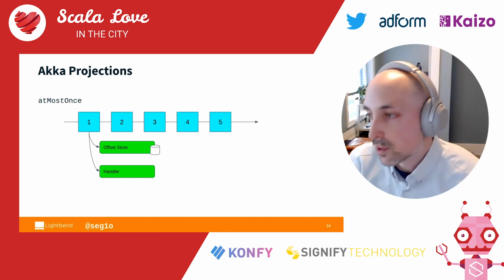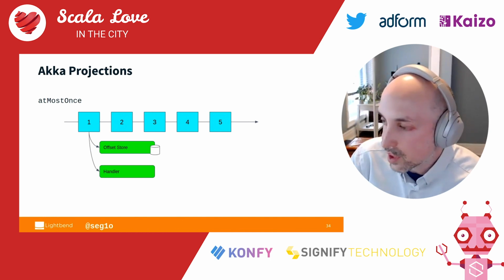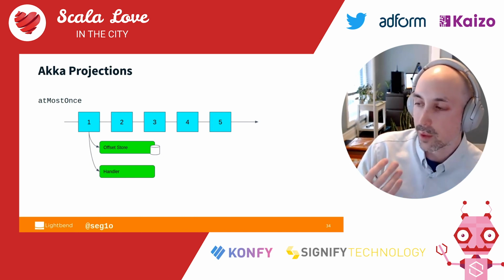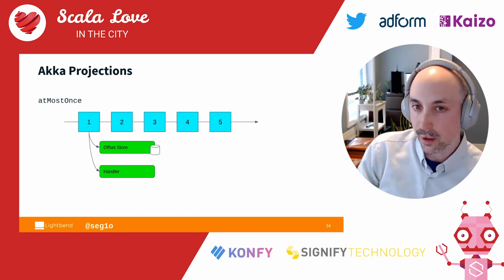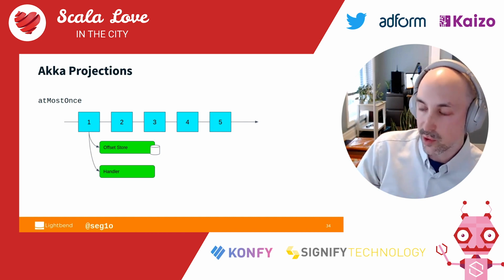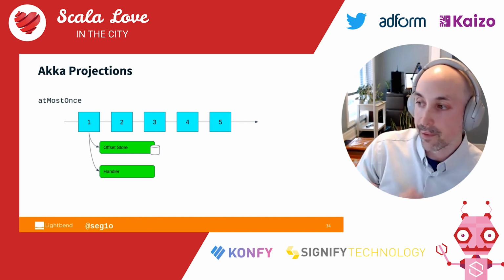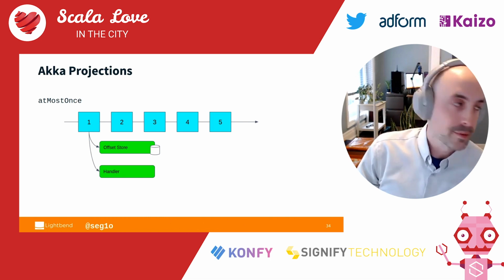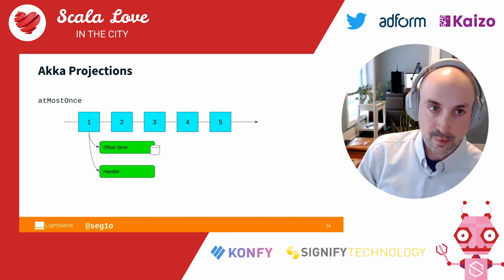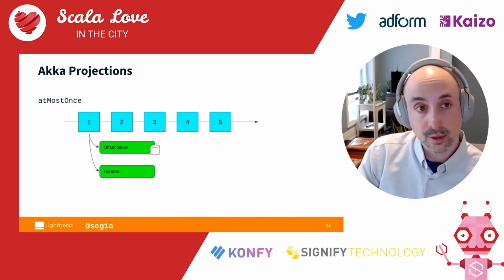And at most once flips this workflow, where we always store the offset before we process it in the handler. By doing this, we can guarantee that a message is processed at most once. And if a failure occurs before the handler is processed, the failure scenario would be we skip processing a message, but that might be acceptable in certain use cases.